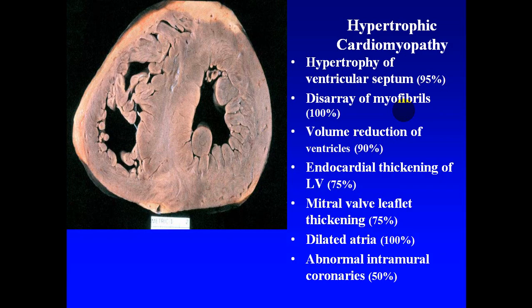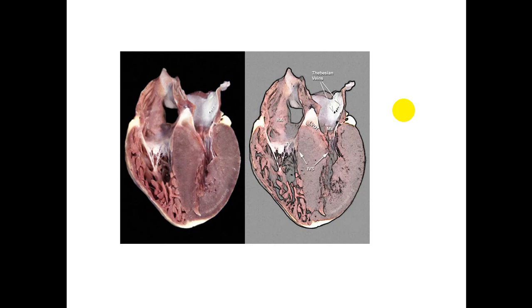So in hypertrophic cardiomyopathy, hypertrophy of the ventricle is found in 95% of cases. Myofibril disarray in 100%. Volume reduction of the ventricle in 90%. Endocardial thickening of the LV in 75%. Mitral valve leaflet thickening in 75% of patients. Dilated atria in 100% of patients. Abnormal intramural thrombus in 50%. There is a high risk of thrombus. Look at the septum and the growth pattern, how it is thickened and asymmetrical.